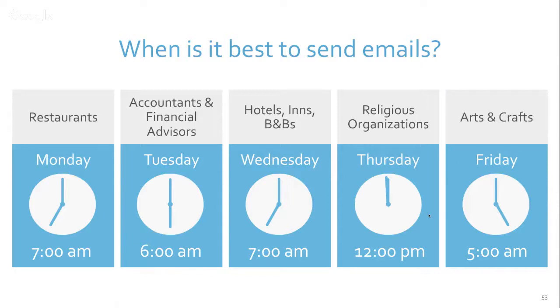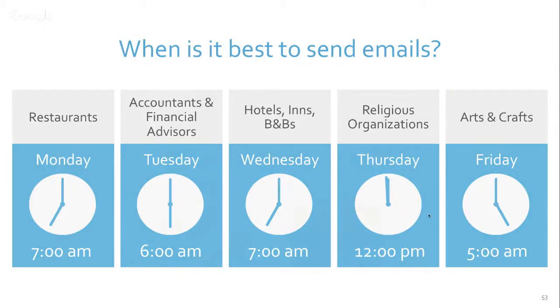Hotels, inns and bed and breakfasts, Wednesday, 7 a.m. Religious orgs, Thursday at noon. People are thinking about what they're doing over the weekend. And then arts and crafts, again, people thinking about the weekend, 5 a.m. on Fridays. It's the first thing people see when they get into the office, and they're already thinking about what they're going to be doing this weekend, so they think about arts and crafts.